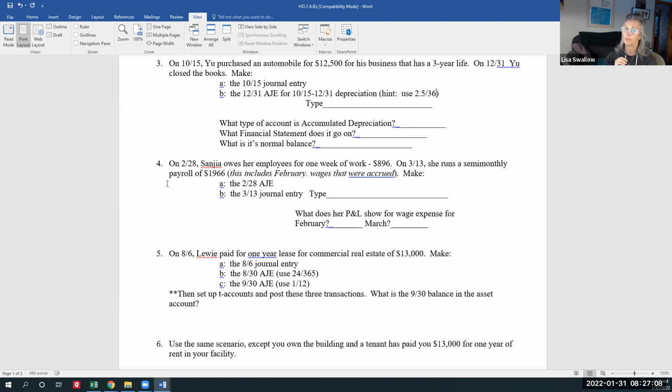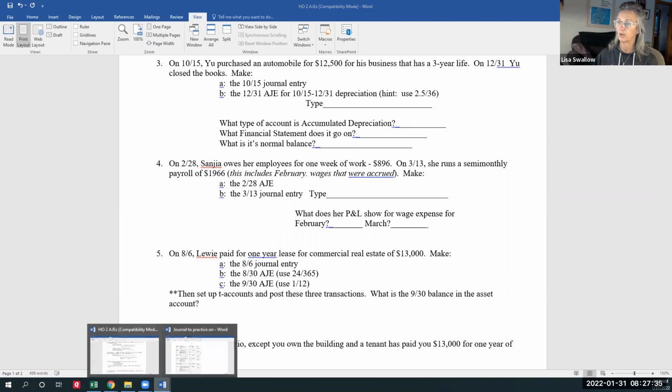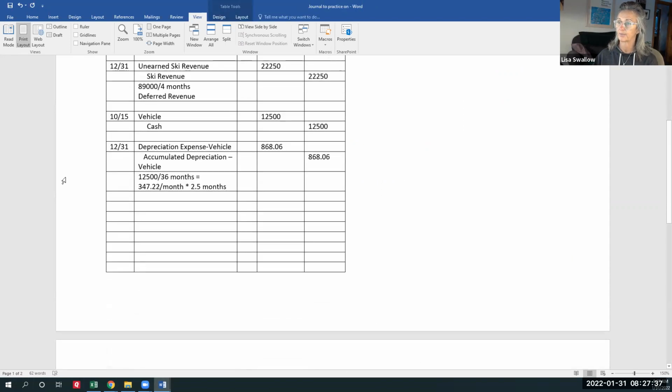And then on March 13th, she's going to run a payroll. Part of that payroll is going to be the $896 she owes from February, and the balance of it belongs in the month of March. And then I want you to know, what does her P&L show for wage expense for February, and what does her P&L show for wage expense for March? So shut off the tape and go ahead and do that.